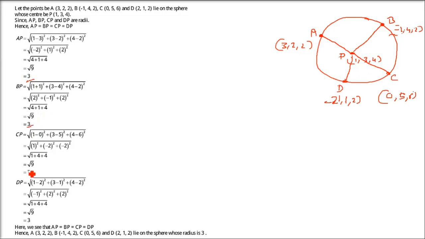Now you will see all the values are going to come out equal. If the point is not on the sphere, that is not going to come as a radius. But all the distances from the center are the same, 3, 3, 3, 3. So this is the radius, and the radius is 3.